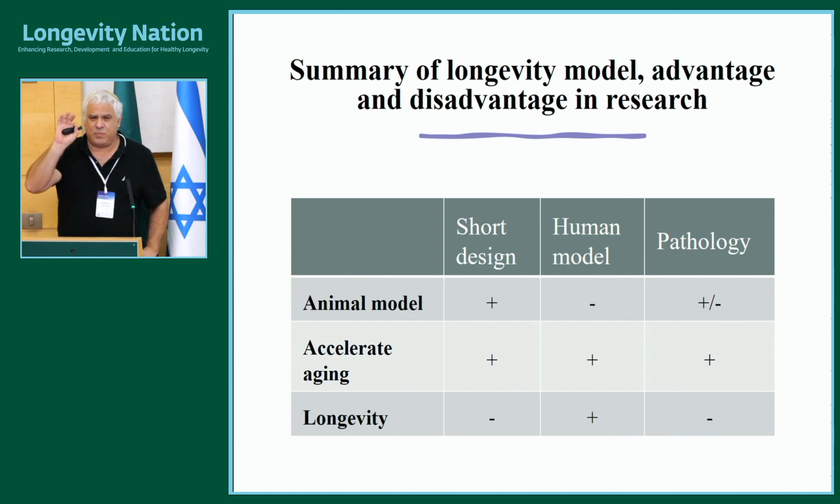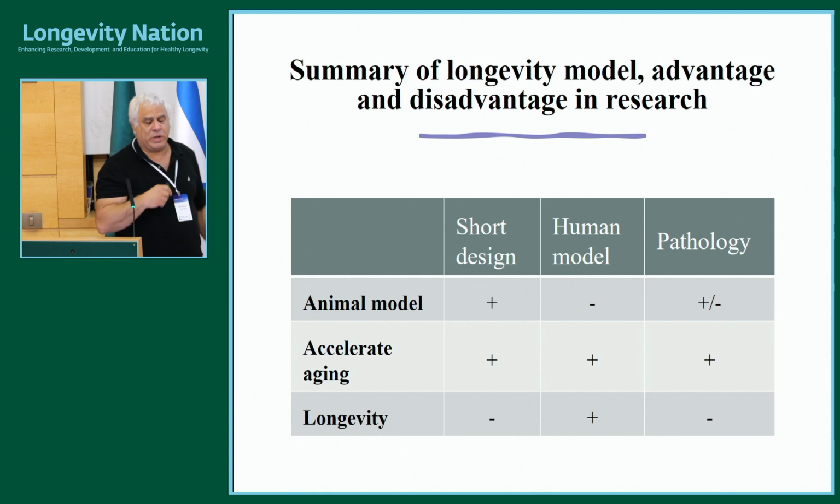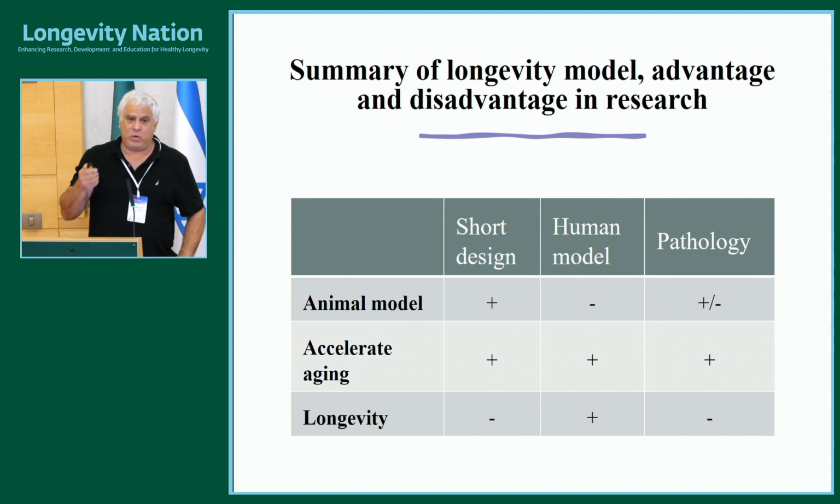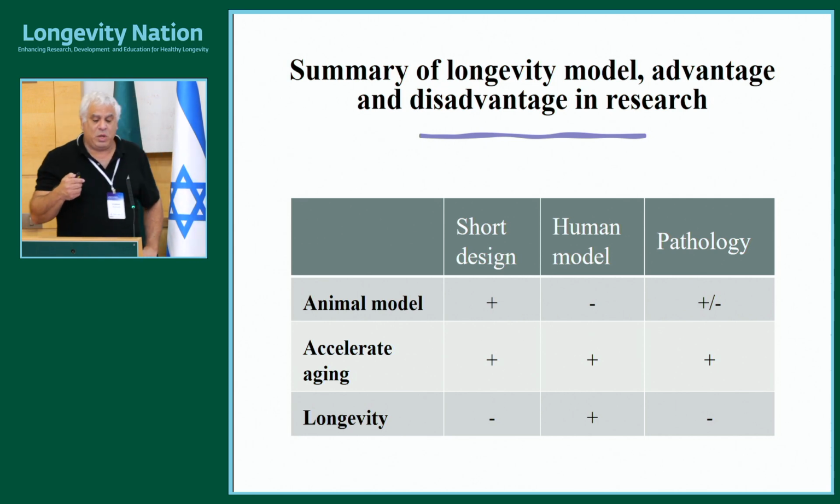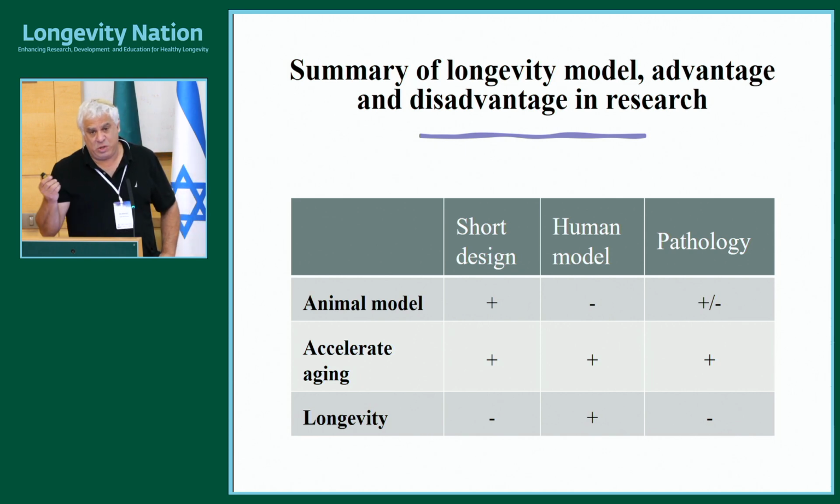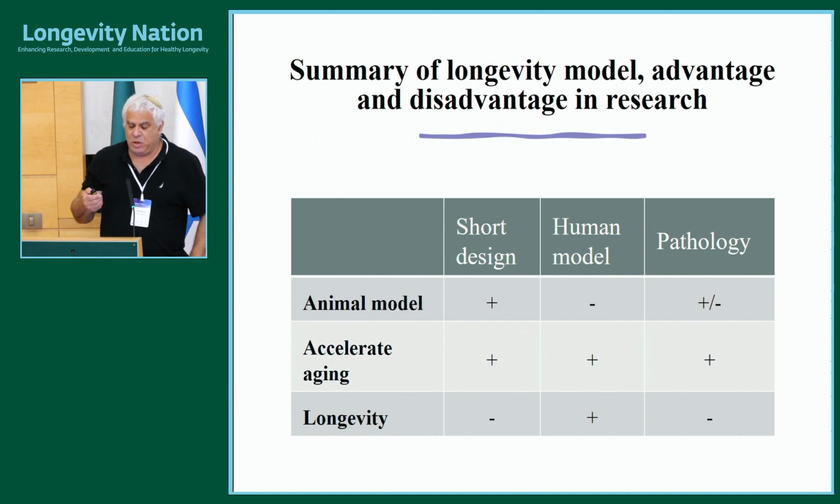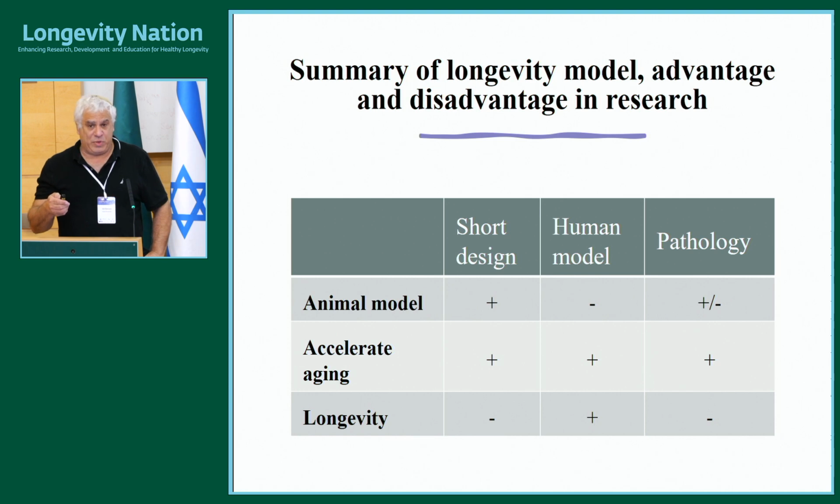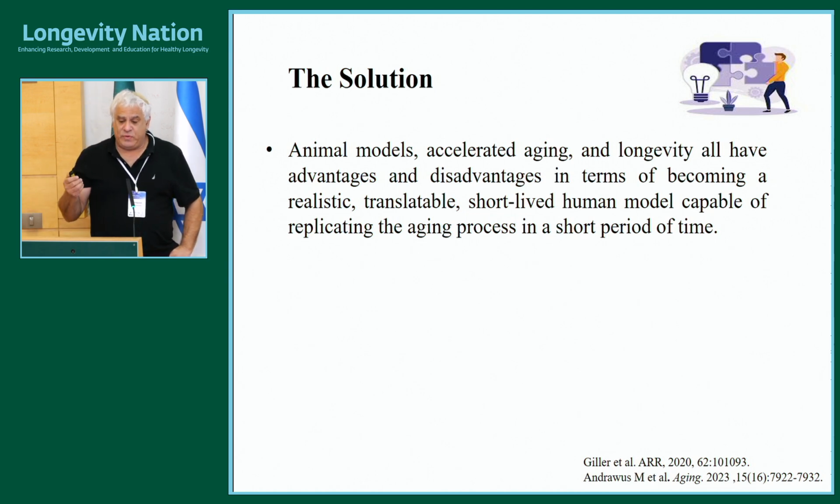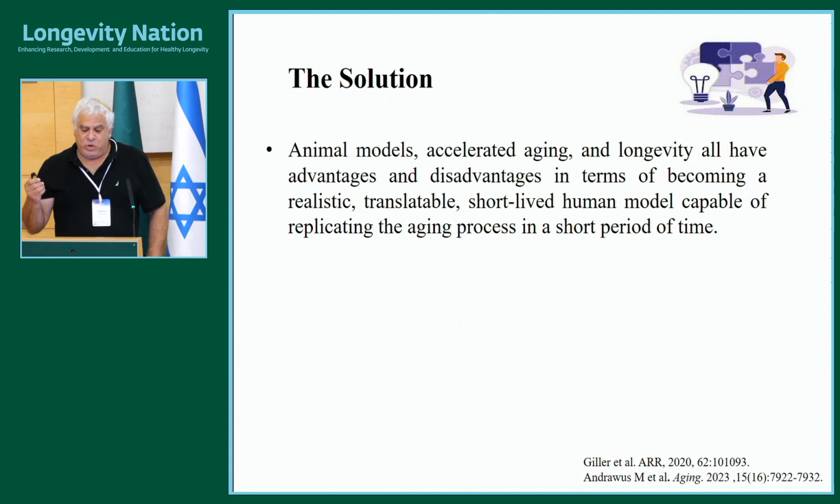So if we take only the concept of those three so-called models: the animal model is a short design, but it's not a human model, and there either you can have the pathology or not. Accelerated aging is a short design, it's a human model, but they have the pathology, so you cannot translate it into healthy aging. And longevity is not a short design, but it's a human model and doesn't have pathology, meaning healthy aging. So as I said, animal model, accelerated aging, and longevity all have advantages and disadvantages in terms of becoming a realistic, translatable, short-lived human model capable of replicating the aging process in a short period of time.